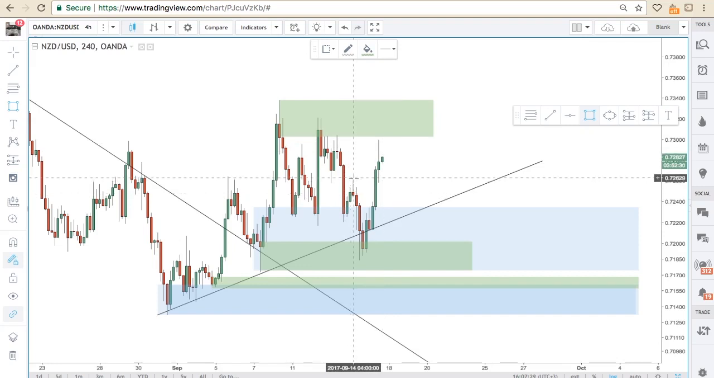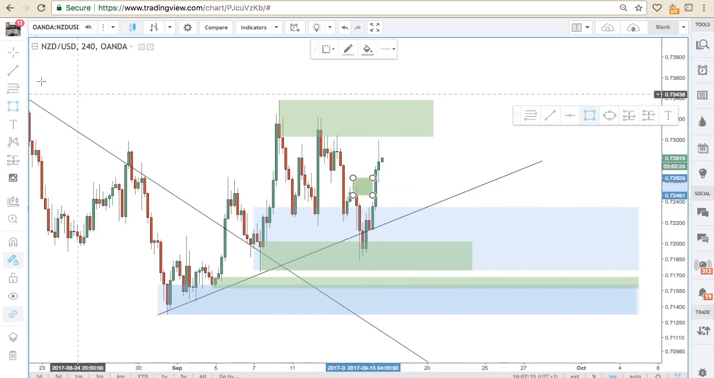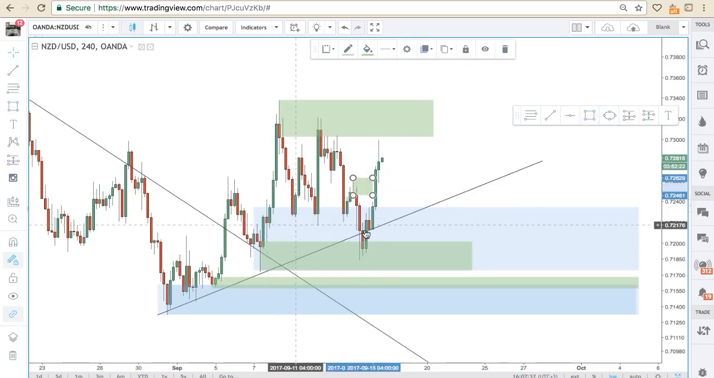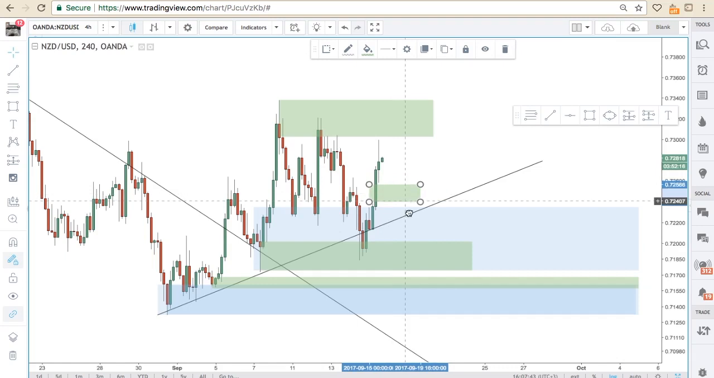Now, is this a zone here? Was this a supply zone that was broken? No. Why was this not a supply zone? Actually, yes it was, because it broke this zone down here. So this was a supply zone. And as you see, price came up, boom, broke this. Now we have a demand zone here also.